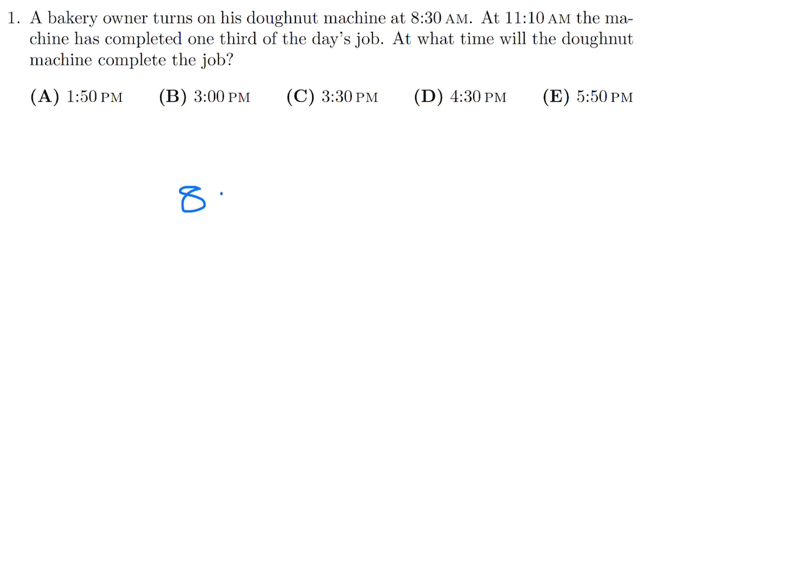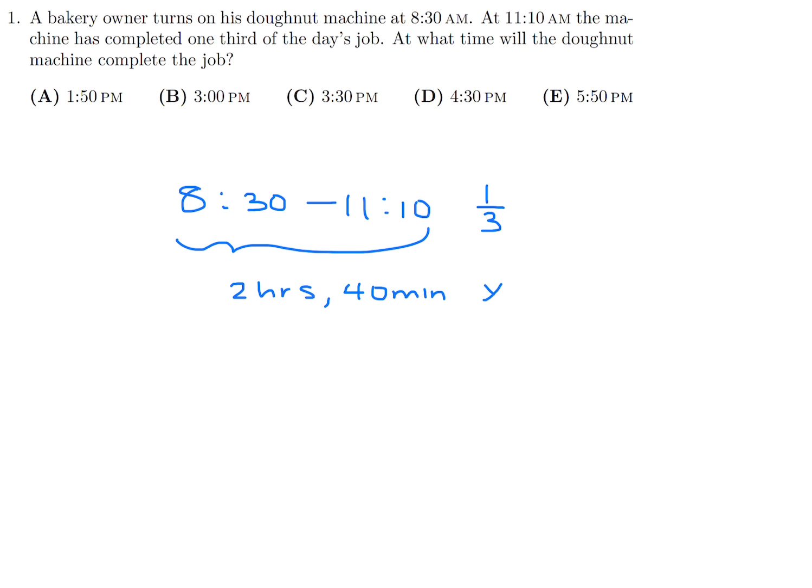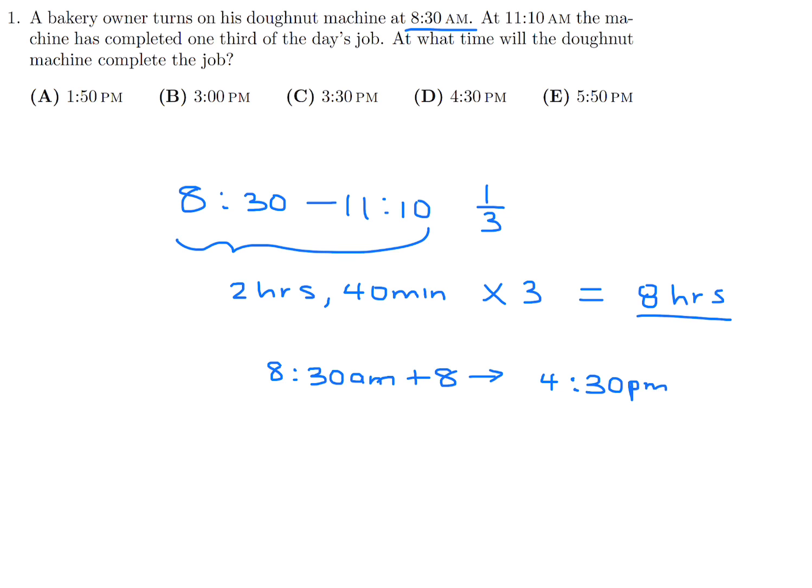So from 8:30 till 11:10, that represents 1/3 of the job. So that is 2 hours and 40 minutes. So we have to multiply this by 3 to get the total amount of time. And if you do, you get an exact amount of 8 hours. So he starts at 8:30, and 8 hours later, he completes the job. So 8:30 a.m. plus 8 hours brings you to exactly 4:30 p.m. And therefore, the answer to number 1 is D.